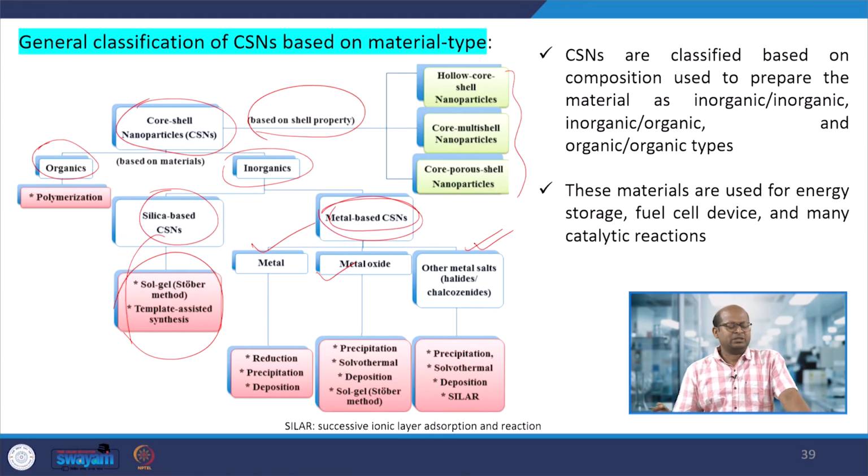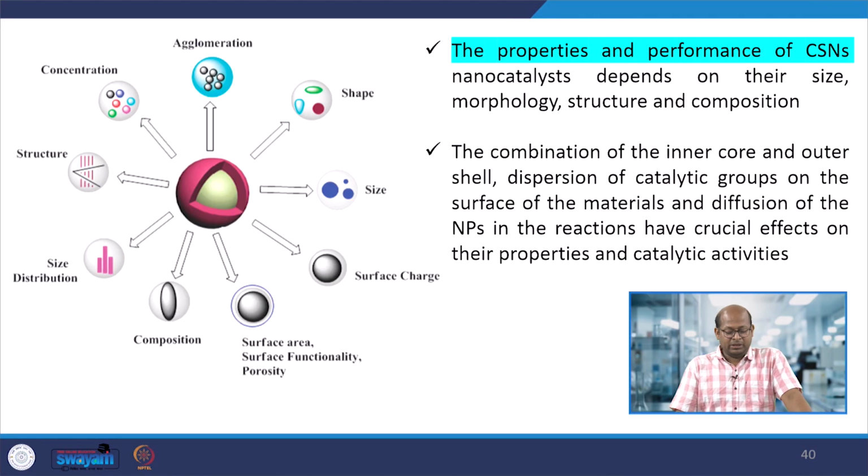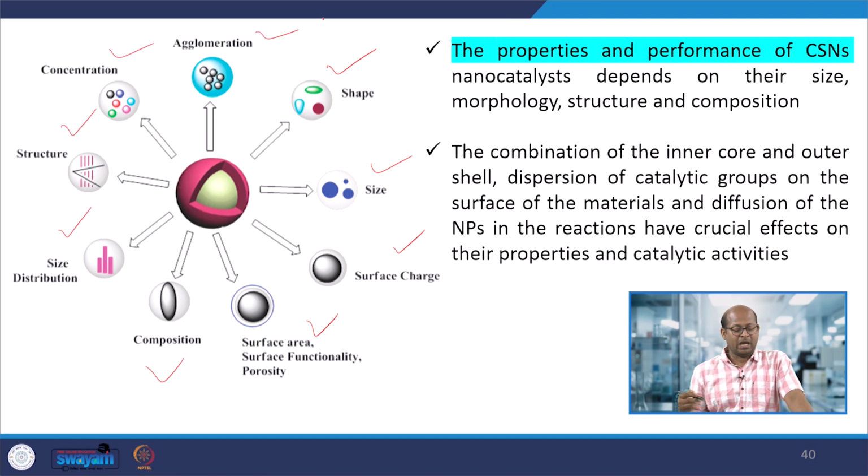Depending upon that, we can prepare specific core shell nanoparticles or nanomaterials, and they can be used for various reactions. Whenever we prepare those materials, the performance of these core shell nanoparticles depends on the shape, size, surface charges, surface area, compositions, size distribution, structure, concentration and agglomeration.